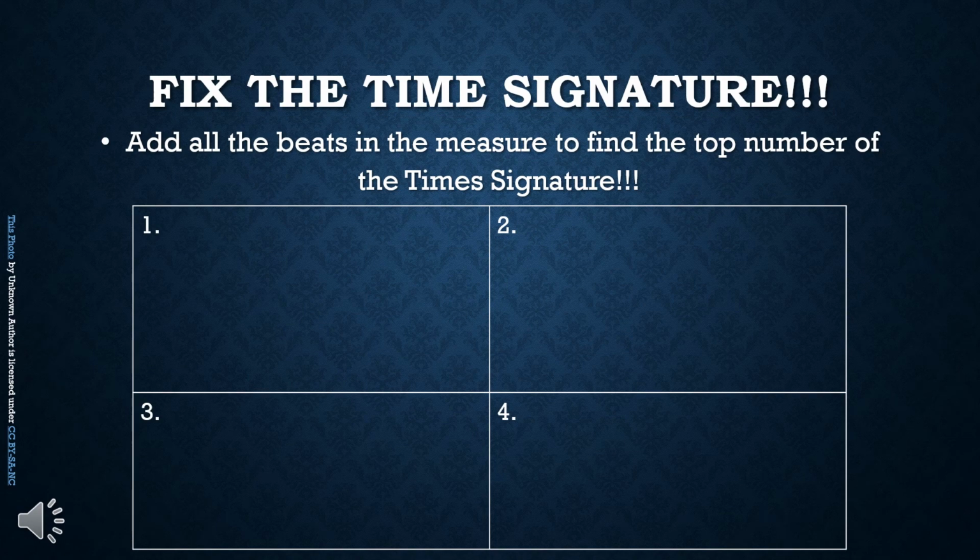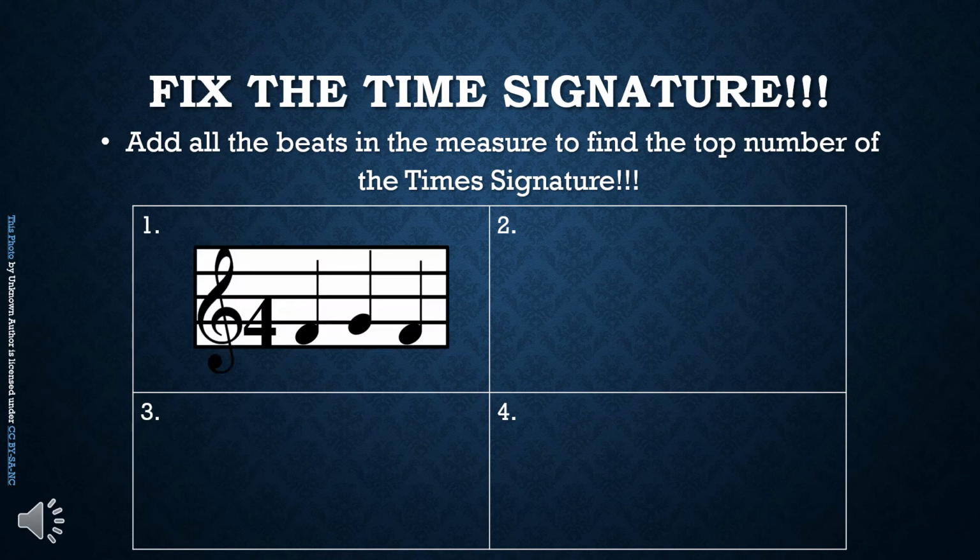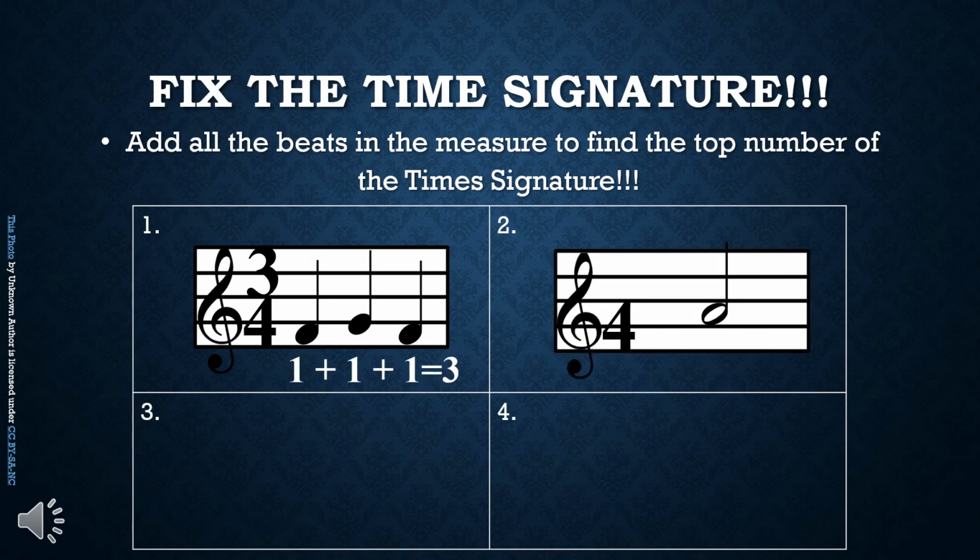Fix the time signatures. Add all the beats in the measure to find the top number of the time signature. Let's get started. Number 1. The number is 3. That's because 1 plus 1 plus 1 equals 3. Number 2. Answer is 2. That's because our half note is already worth 2 beats.